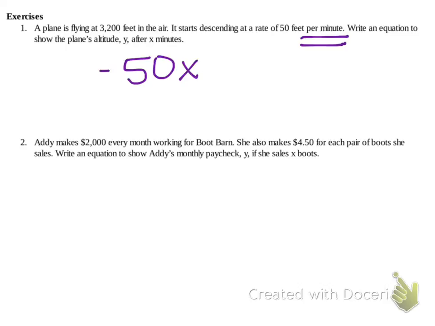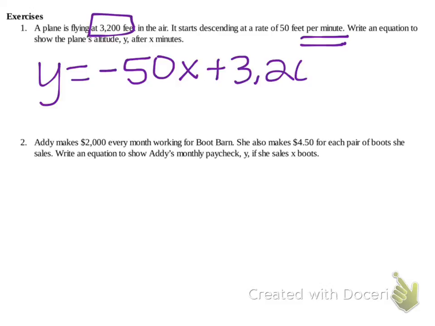But it's descending. It's going down. My plane's altitude is going down. Where did it start at? 3,200 feet up in the air. There's your equation. If you need to do a table, you can do a table if you'd like, but really that's all there is to it. Being able to read this, some people can see it without doing a table. Some people need to do the table to be able to do this.